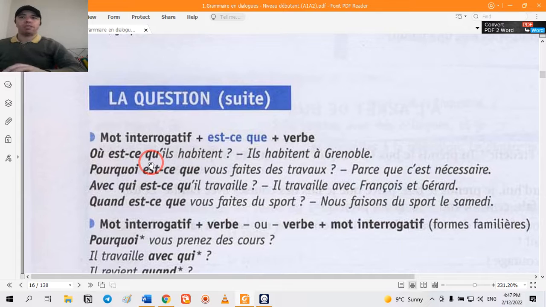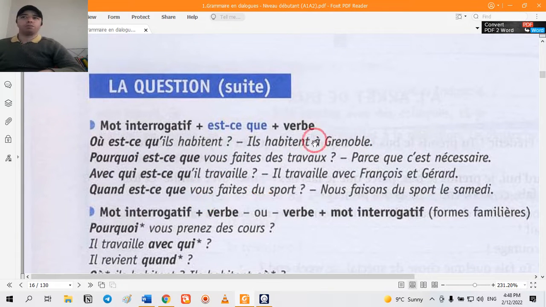All three types of this question mean where do they live, and the answer is: ils habitent à Grenoble. They live in Grenoble. You must put à before the name of the city, guys. For example, à Tehran in Iran, à Rome in Italy, or à Paris in France. So before the name of the city, you must put à.